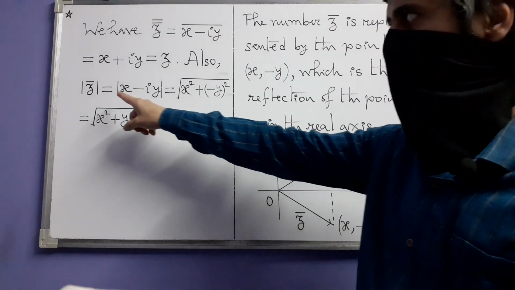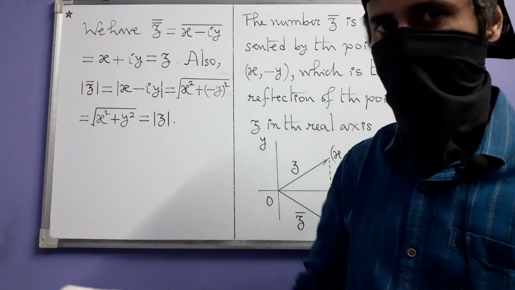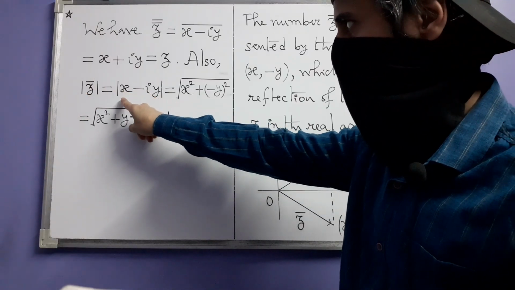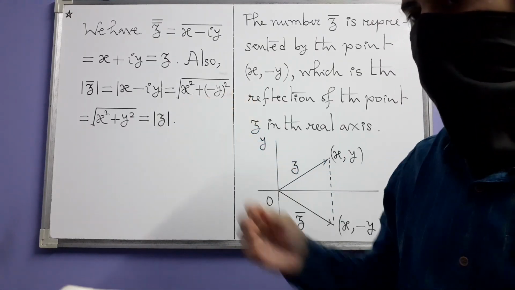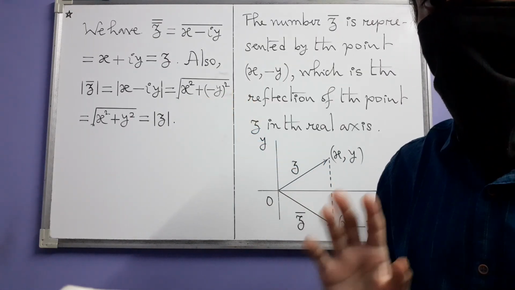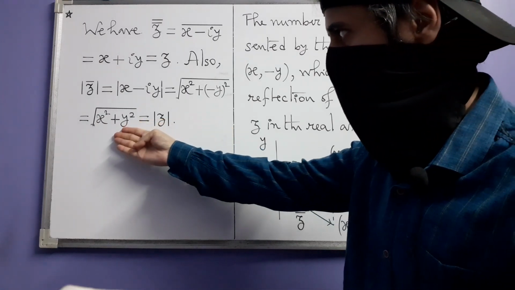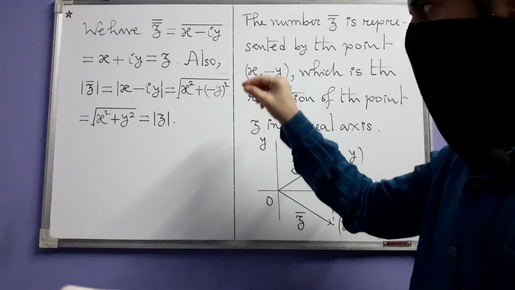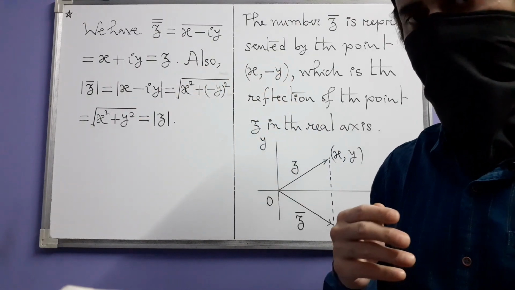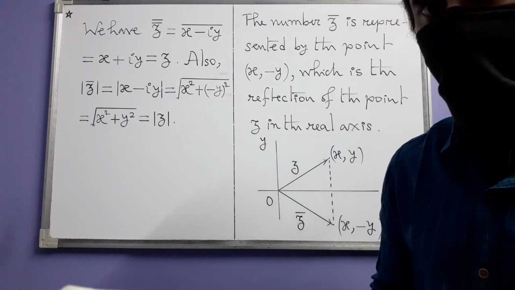Next, let's consider the absolute value or modulus of z bar, which is the absolute value of x minus iy, which by the definition of absolute value is the square root of x squared plus minus y squared, which is nothing but this. This, however, is just the absolute value of z. So a complex number and its conjugate have the same absolute value.